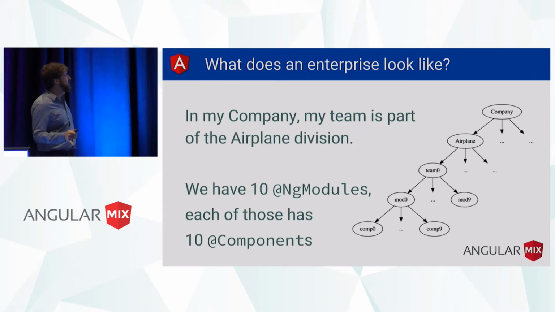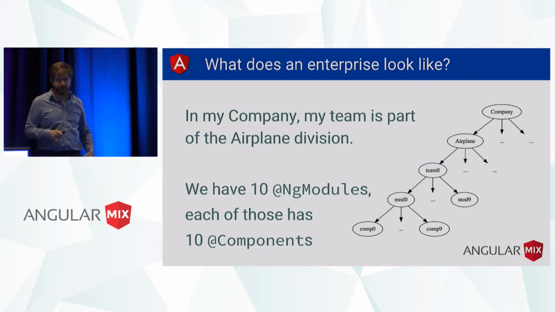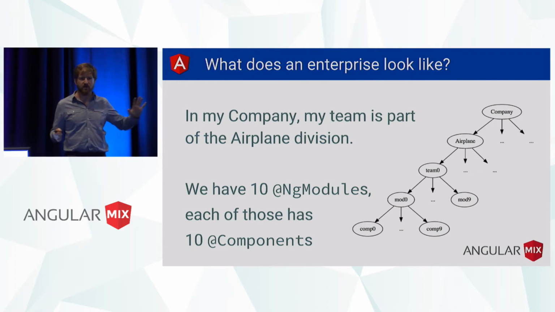So before I show you how we solve this, let me just set up an example. This is kind of like what Google looks like. Maybe this is what your enterprise looks like. We have this company at the top level. And then there are a bunch of divisions. I work in the airplane division. There are 9 other ones. And then I'm on team 0. We don't have a very good team name. And there are 9 other ones inside of the airplane division.